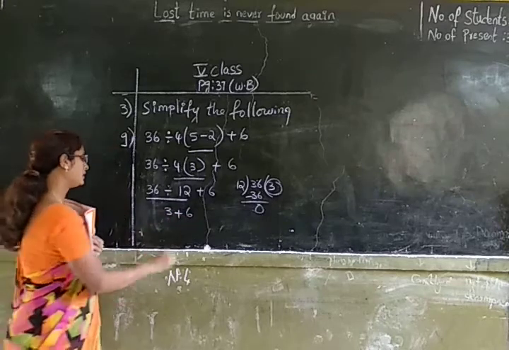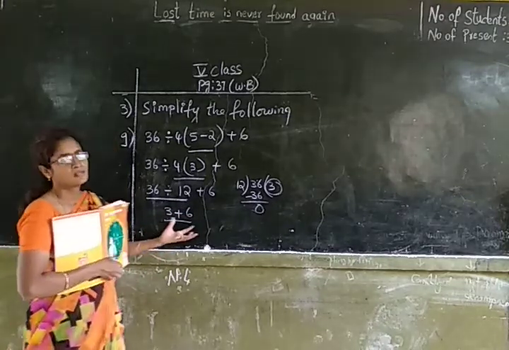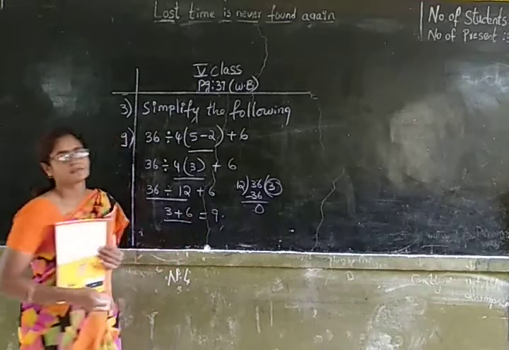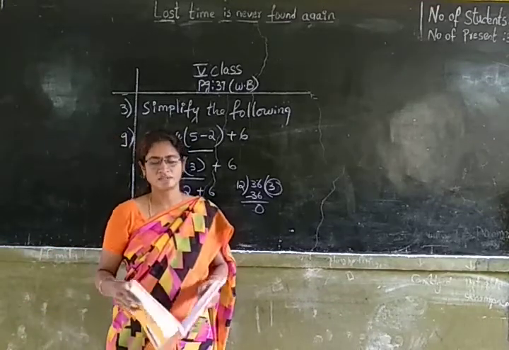Okay, children. In the last we have to do the addition. 3 plus 6 is how much? 3 plus 6 is 9. Okay, children. This is the way of solving the sums.